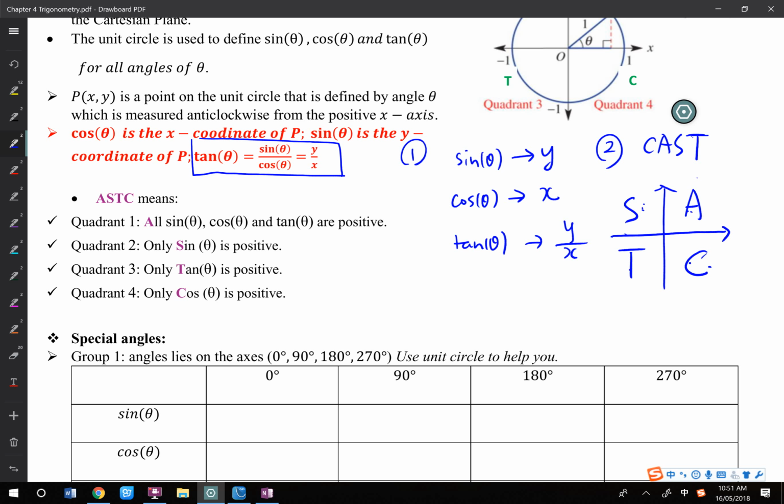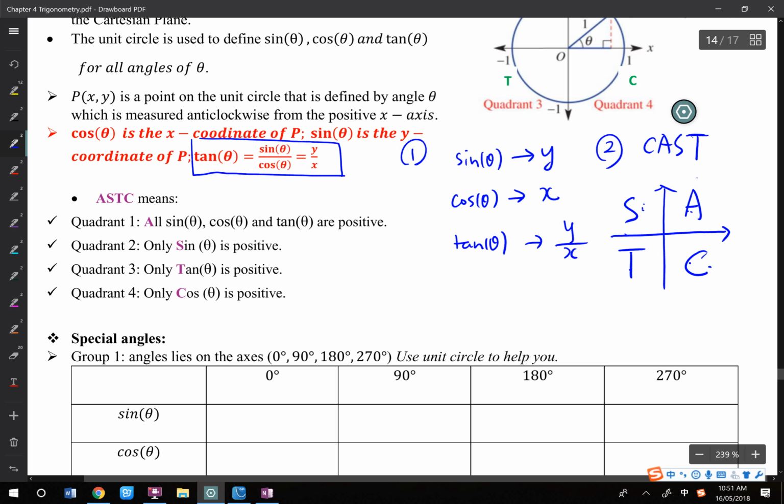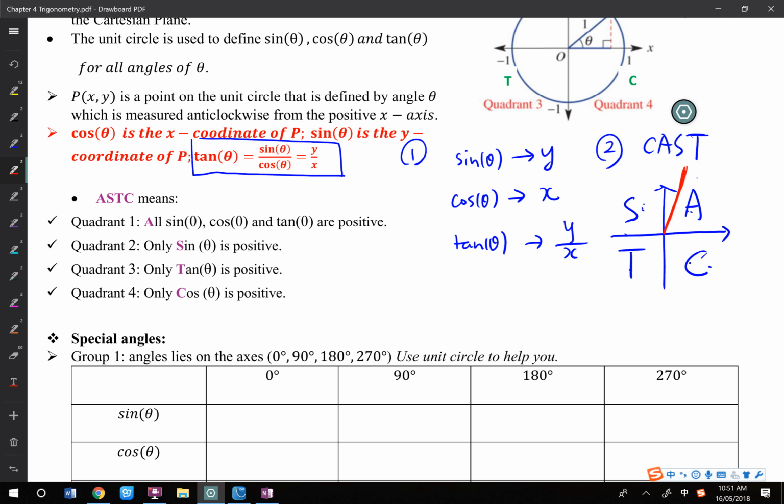So give me any angle. Something reasonable, like 180. Not on the axis, not 90. 85. Yeah, 85. So 85 is something here. If you know 85 is not over 90, it's in the first quadrant. Sine, cosine, and tangent will all be positive because of that A.